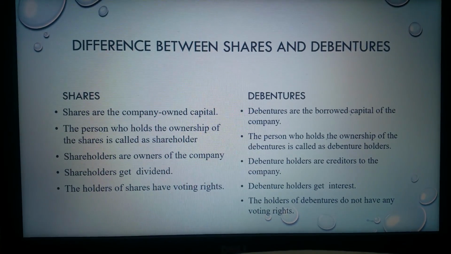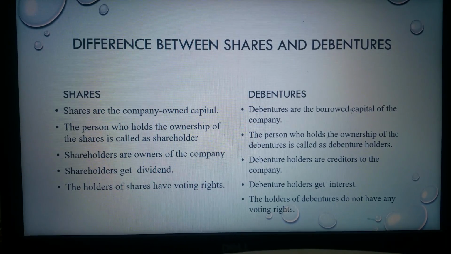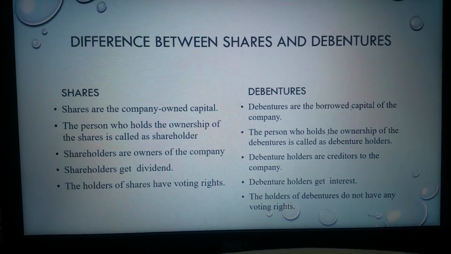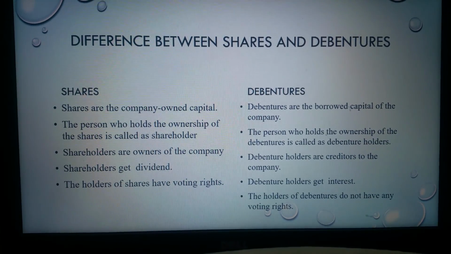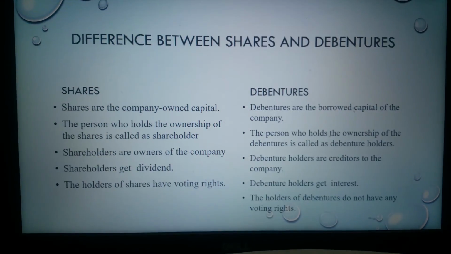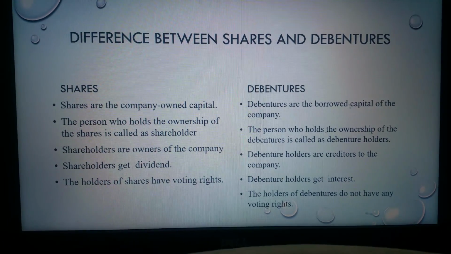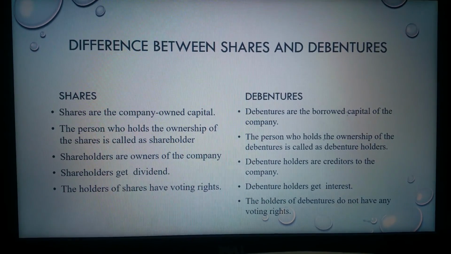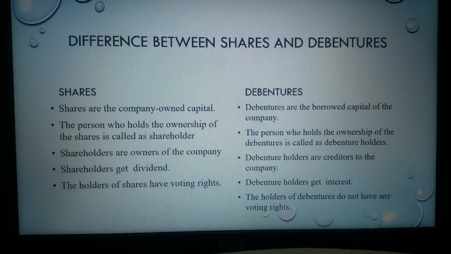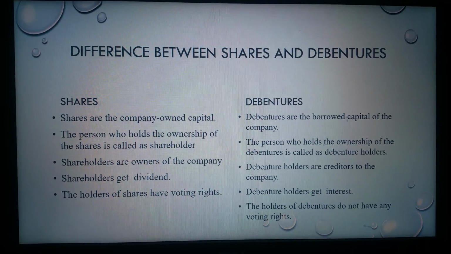Further, shareholders get dividends. The returns paid to the shareholders are in the form of dividends, and the returns paid to the debenture holders are interest. Shareholders have voting rights given to them. So on all the important matters, they are entitled to vote. Whereas debenture holders do not have any voting rights. They can vote only on matters which directly affect their interest.